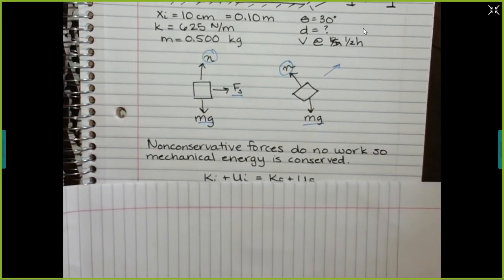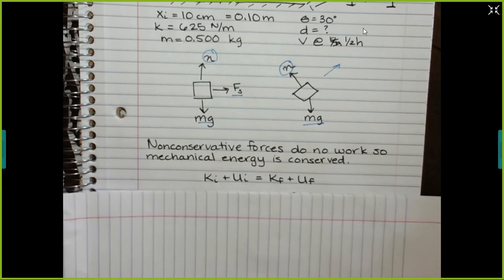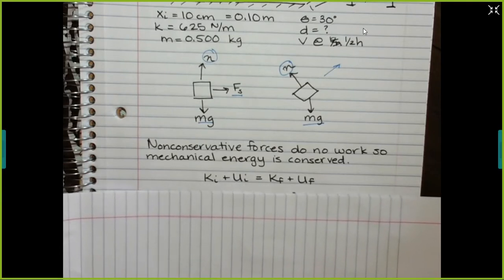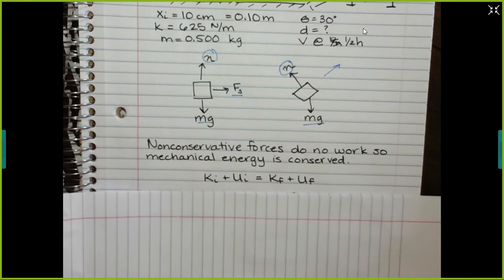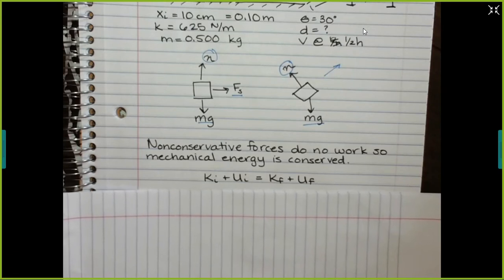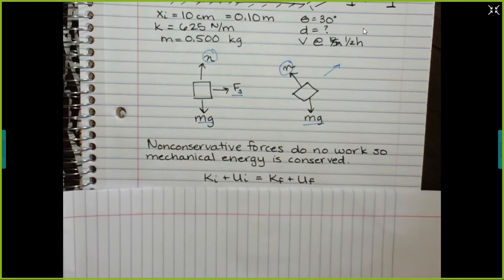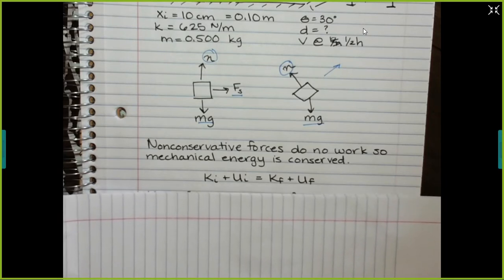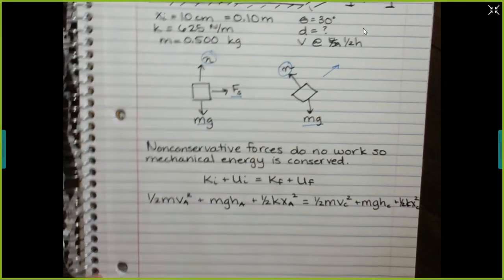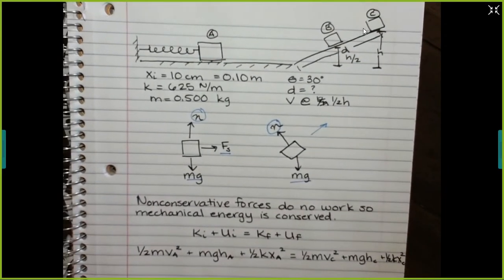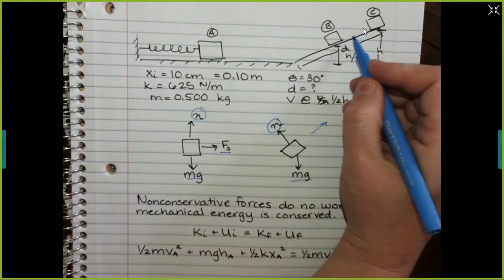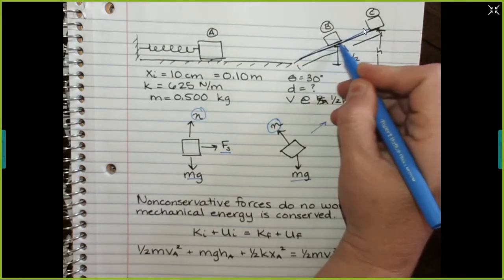So if non-conservative forces do no work, mechanical energy is conserved, which means the initial kinetic energy plus the initial potential energy is equal to the final kinetic energy plus the final potential energy. And actually, it's anywhere along the whole trip. If you pick two points anywhere, not just the initial and final points, the sum of the kinetic energy and the potential energy is the same. So part A wants us to find out what this distance is here. How long is this ramp?